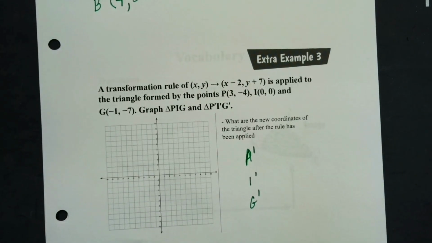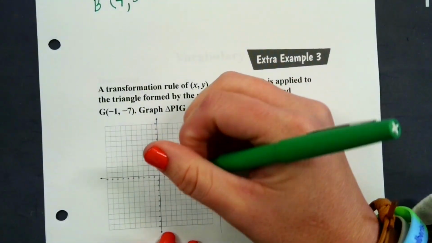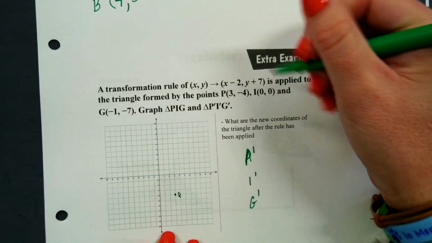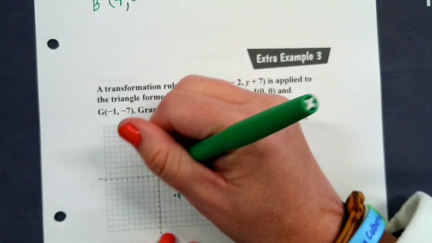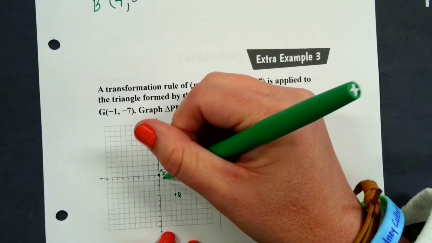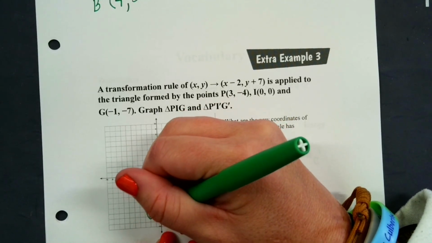Okay, I've only got about 4 minutes. So I'm going to graph this first one. Over 3, down 4. P. Over 0, 0, I. Negative 1, negative 7, G.